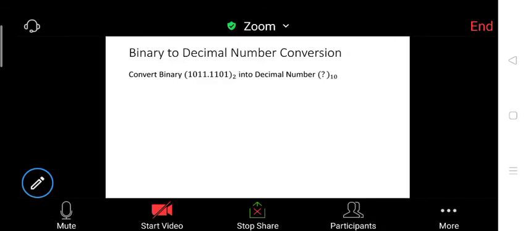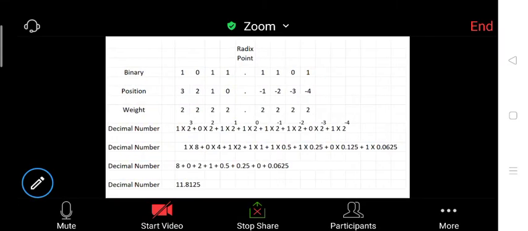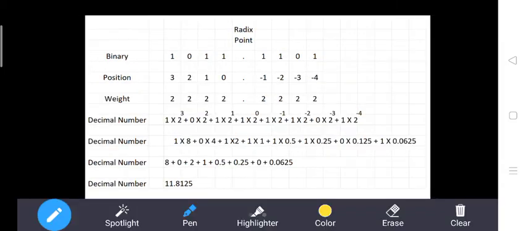Next. Okay, here we take one floating binary number. My binary number is 1011.1101. I want to convert this floating point binary number into the respective decimal number. So I write this binary number over here, 1011.1101. This point is nothing but the radix point.